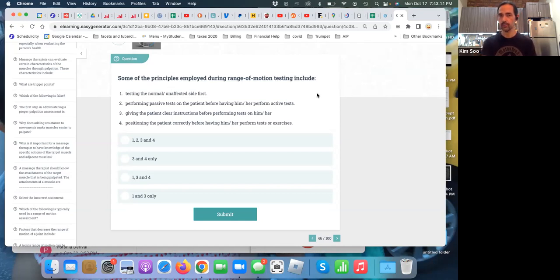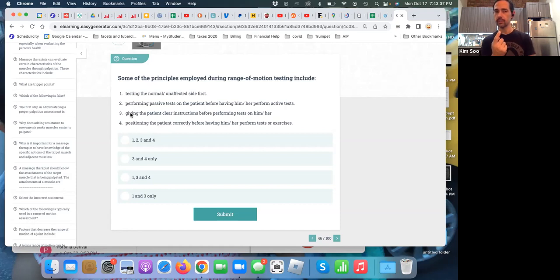Some of the principles employed include, so it's probably going to be more than one. So let me read them again to you. Number one, testing the normal or unaffected side first. I'll say yeah, so number one for sure. Number two, performing passive tests on the patient before having him or her perform active tests. I don't know that putting passive before active is one of them, so I'm going to wait on number two to decide.